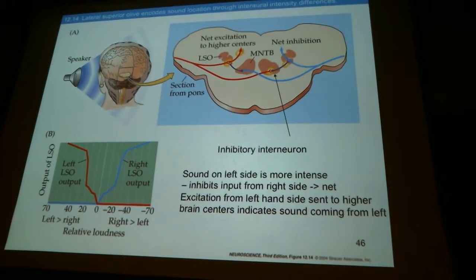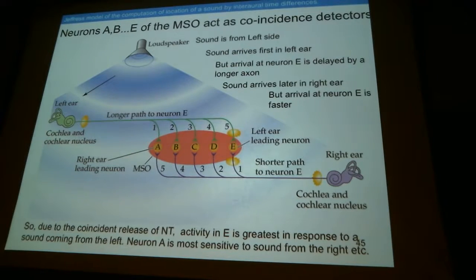Okay, go ahead. So the longer axon is compensating for how much longer it takes to get to the other ear? Okay. The longer axon is compensating for the delay in the arrival at each ear, and vice versa. Thank you.